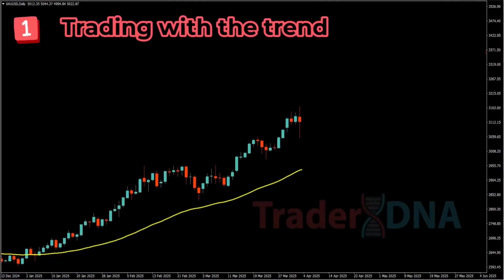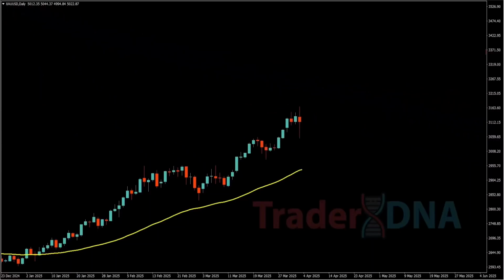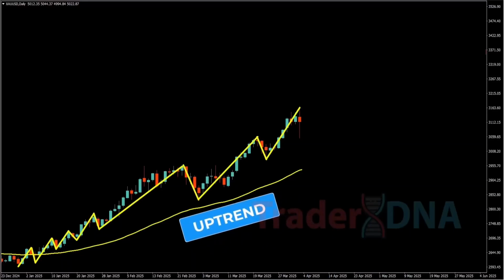Right here, we're starting on the daily time frame. First thing you do, you identify the trend. And in this case, it's crystal clear. Price is making higher highs and higher lows. That means only one thing. This is an uptrend. So what's your job? Simple. You trade with the trend, not against it.